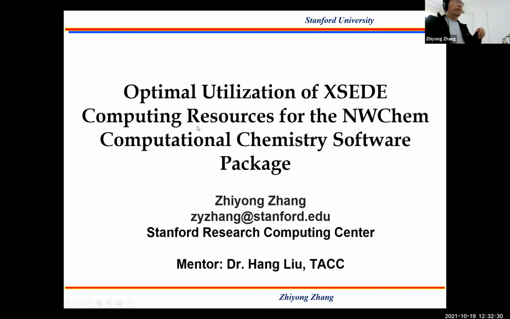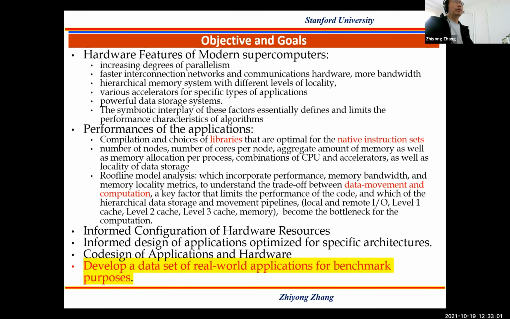Okay, good morning, everybody. Can you hear me okay? My name is Zhang, and I'm from Stanford University and work at the Stanford Research Computing Center. My fellowship project is the optimal utilization of computational resources for NWChem, a computational chemistry software package. The mentor for the project is Dr. Hong Liu from TAG. There are several objectives and goals for this project.